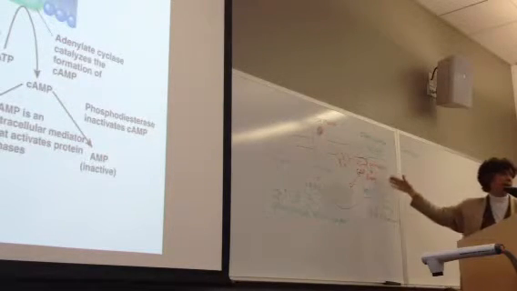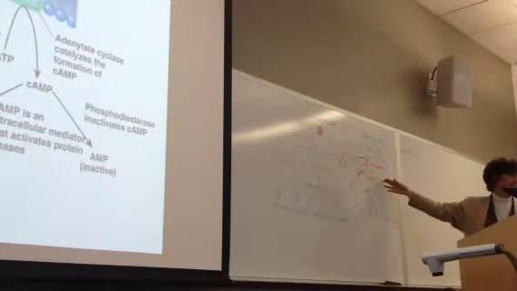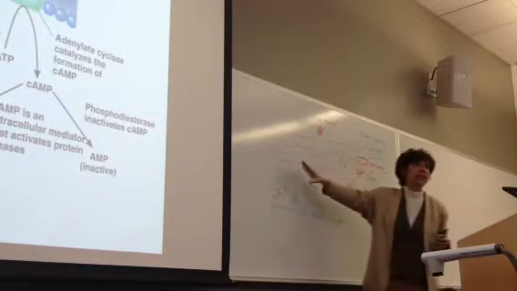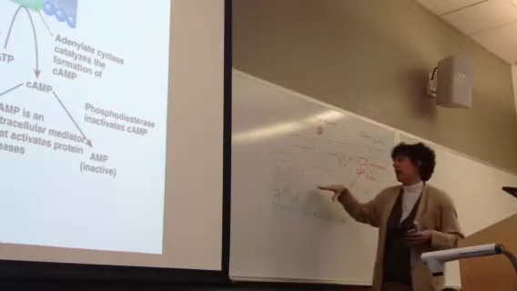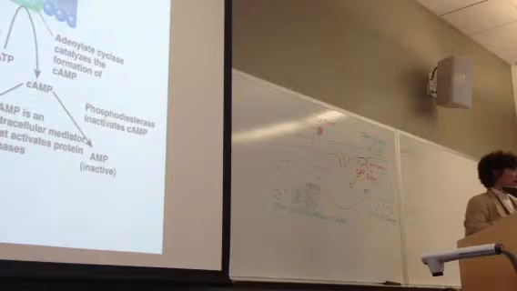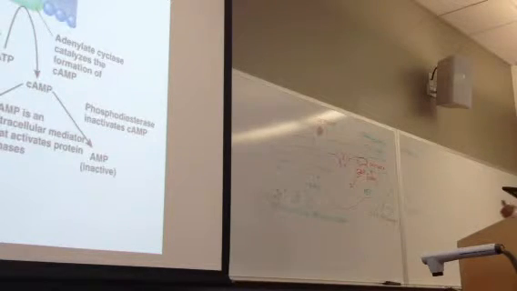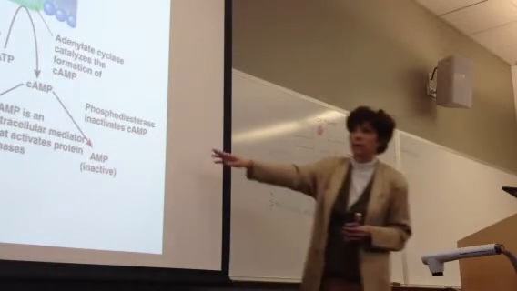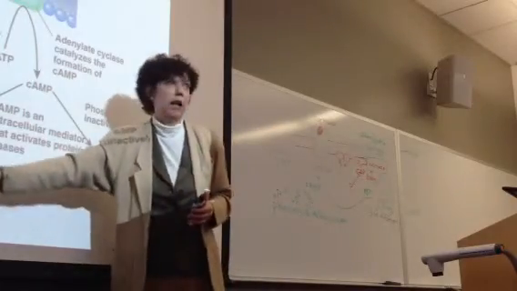Multiple cyclic AMPs can be formed by a single adenylate cyclase enzyme. And multiple protein kinases can be activated by a single cyclic AMP. So it takes a little bit longer, but we have this amplification of the effect. So this is where we are at right here. Okay, it's a phosphorylation of the enzyme.